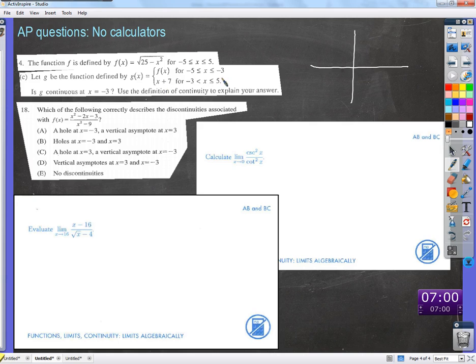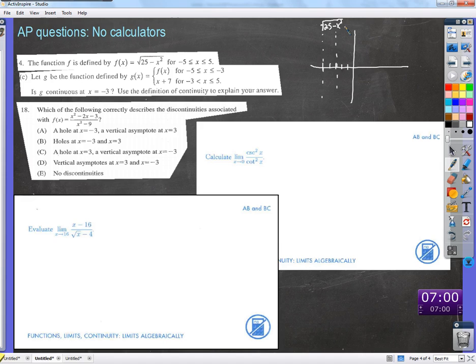So between -5 and -3, let's just mark that off. 1, 2, 3, 4, 5. Between those two values, we're going to use f of x, which is the square root of 25 minus x squared. So on that interval, we're going to use that function, square root of 25 minus x squared, whatever that looks like.